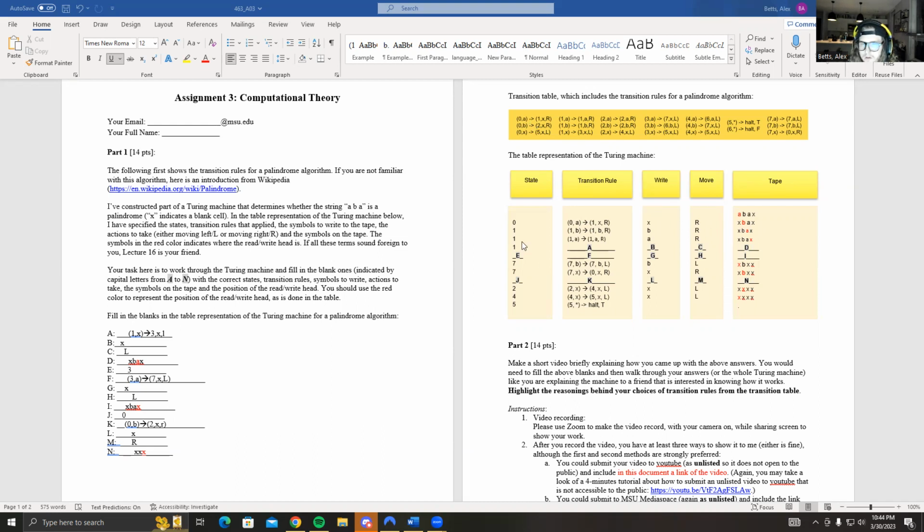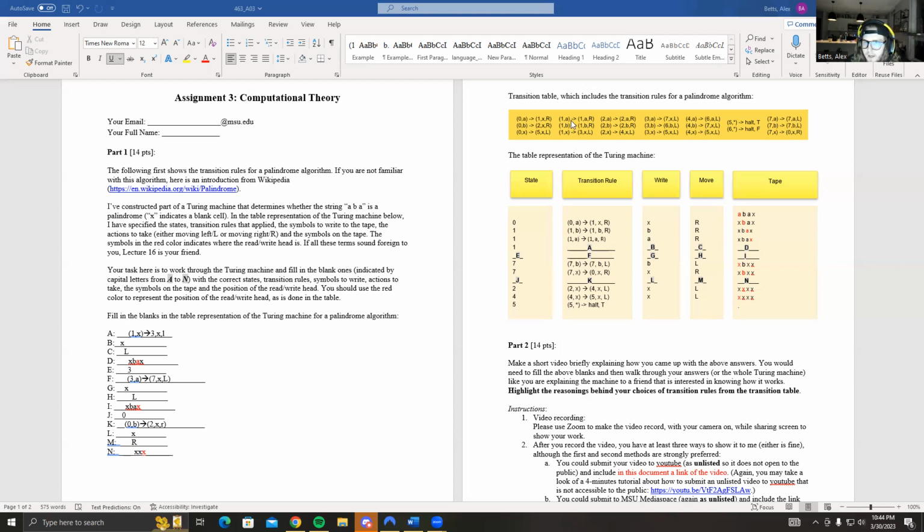Moving to row 3, we're going to have 1A. Then if we find that on our transition table, that's going to give us 1AR, which we have here. So we write A and we move right. And when we move right from A, we get X. So that gives us a state of 1, which from the state of 1 is going to give us 1X.